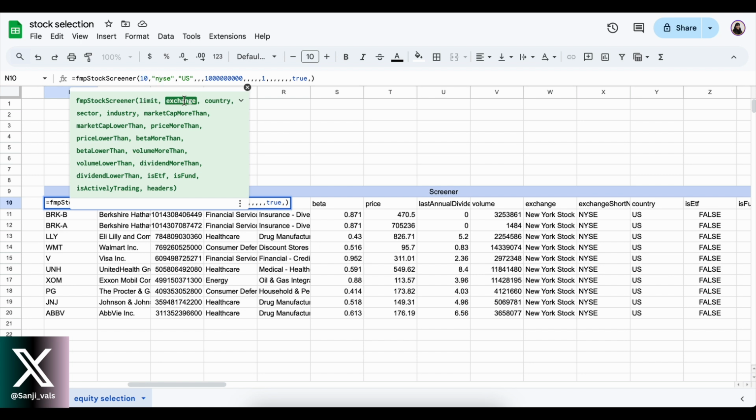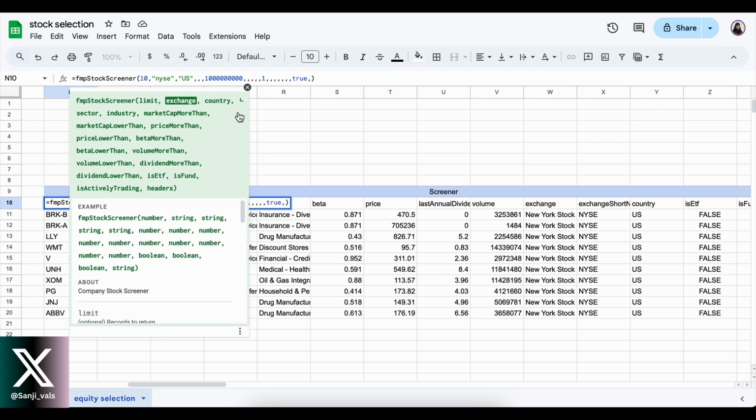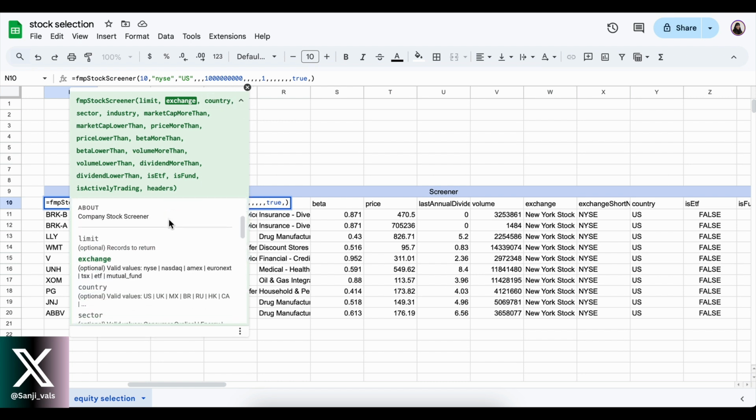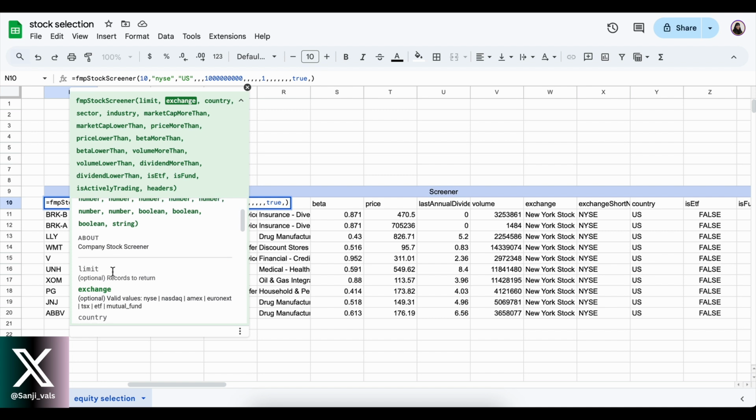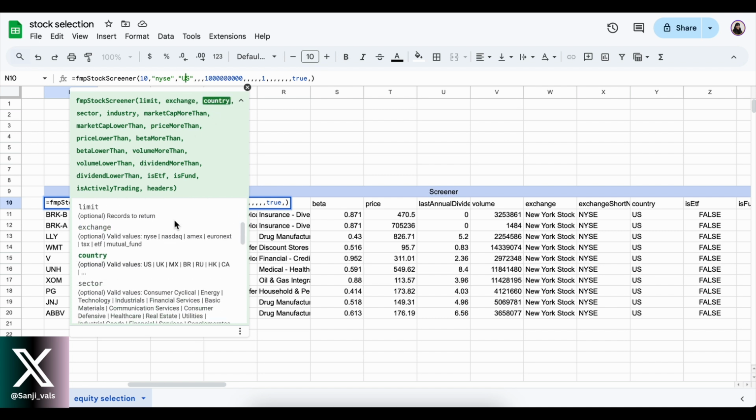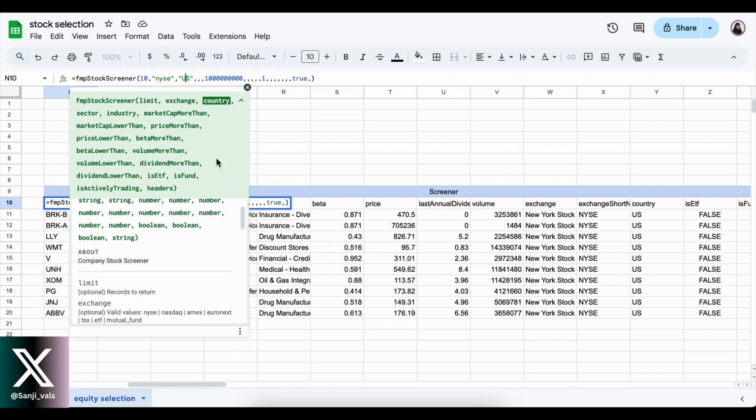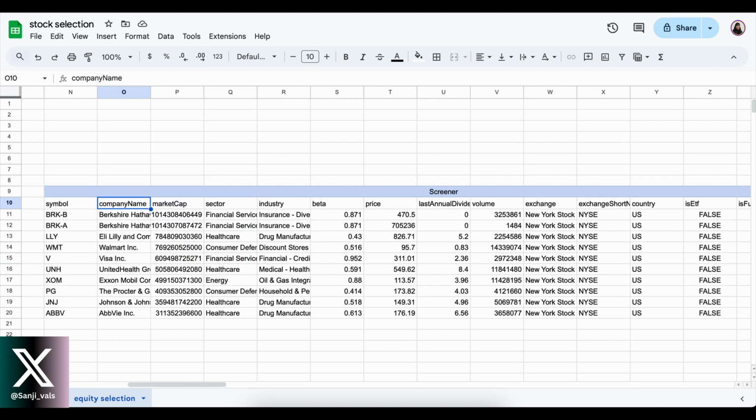Then this one is exchange. As you can see, these are valuable hints. In this case, I am extracting shares only from one exchange, but if you want, you can see the list of available exchanges. It's over here. You can input them. That's an example. Then you have a country, the listing country. In my case, it's United States, but here you have examples of countries that you can input. Then I leave other fields blank.